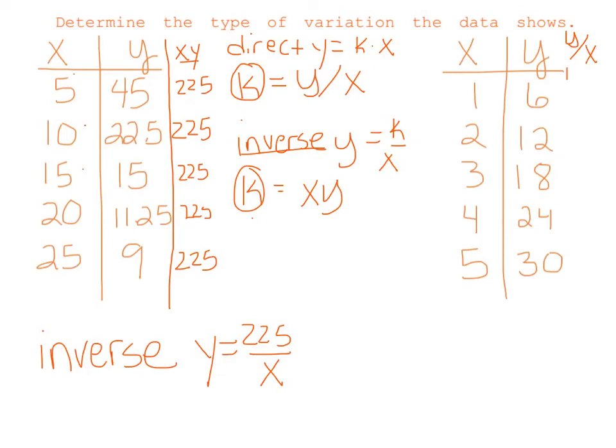6 divided by 1 is 6. 12 divided by 2 is 6. 18 divided by 3 is 6. 24 divided by 4 is 6. 30 divided by 5 is 6. So because y over x is constant, we know that this is direct variation.